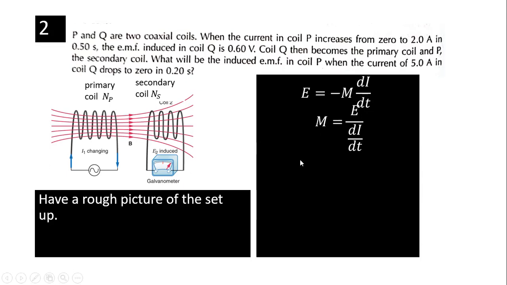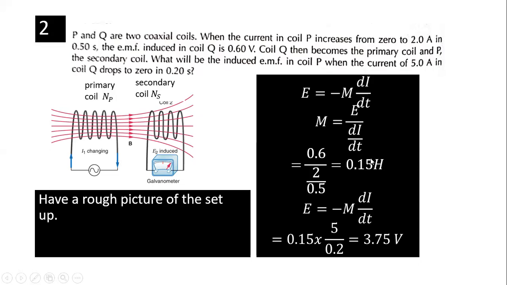E is 0.6. I is 2. And then there is your time. Okay. So it doesn't matter. M is still the same. Mutual inductance is the same. Use the formula again. That's all.